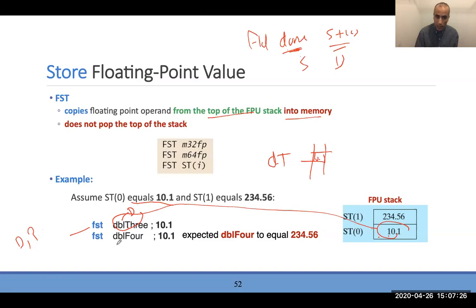And then we went to the second part and we say, take the second value, which is ST1, and store it in another memory, which is D4, right? So we're going to copy this. But after we do this, we're going to see both of them have 10.1, 10.1. And that's very interesting. We are expecting to copy the other value here. But FST is just going to copy, but it's not going to pop. That means when it copies, it's not going to increment. It assumes you only want to copy one value, but in this case, we want to copy 2 values. If we want to copy 2 values, then FST is not the instruction we should use.